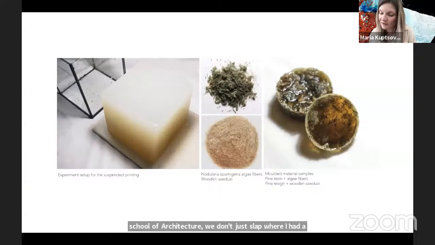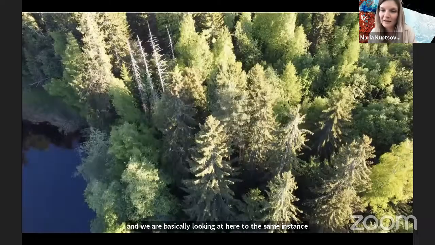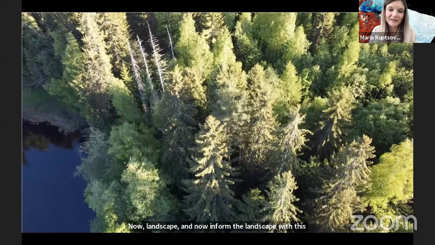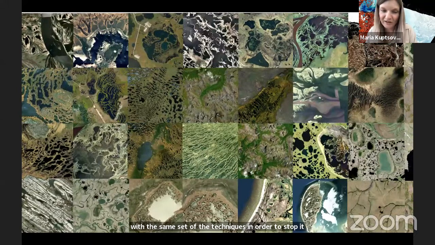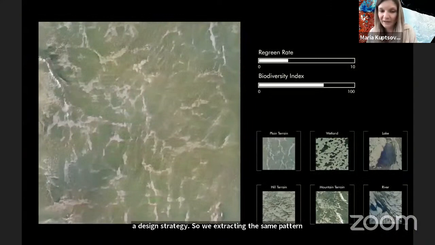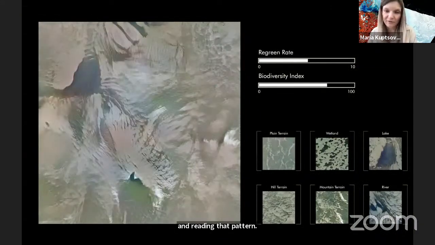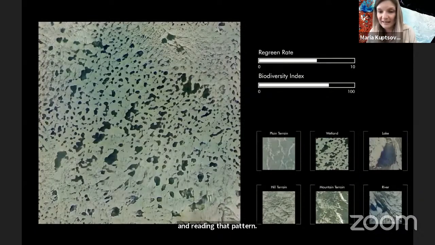And we are basically looking here to the same instrument of machine learning and thinking how we could extrapolate the information from the landscape and now inform the landscape with the same set of techniques in order to set up a design strategy. So we are extracting the same pattern and reading that pattern by means of machine learning techniques similar to what I was showing you before, in order to create a next step for the design proposal.